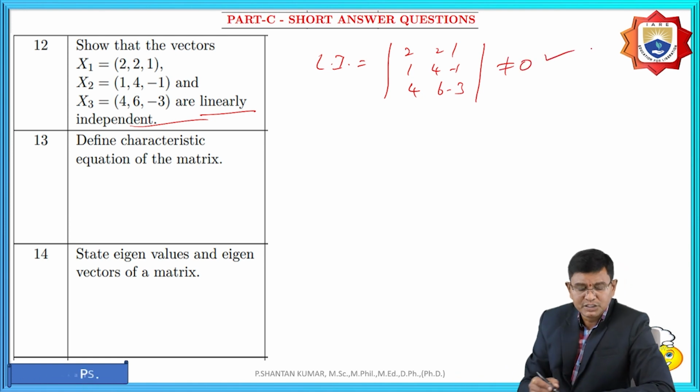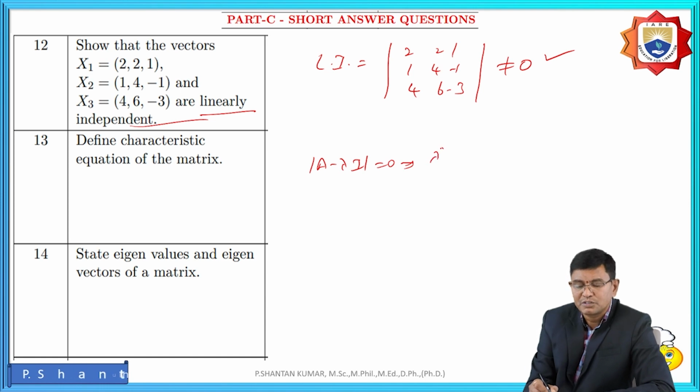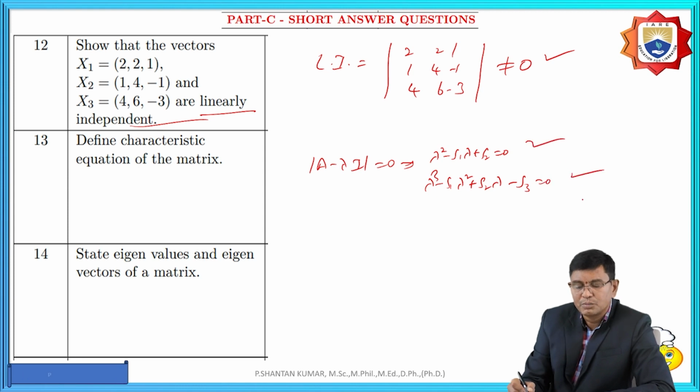Define the characteristic equation. That is the determinant of A minus lambda I is equal to 0. For example, for a 2 by 2 matrix, lambda square minus s1 lambda plus s2 is equal to 0. Otherwise, lambda cube minus s1 lambda square plus s2 lambda minus s3 is equal to 0. That is for the 2 by 2, and this is for the 3 by 3.